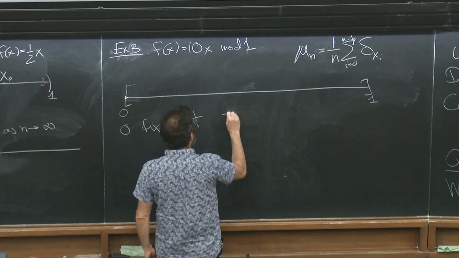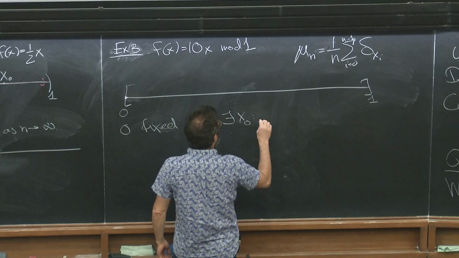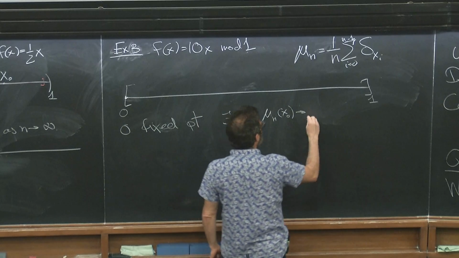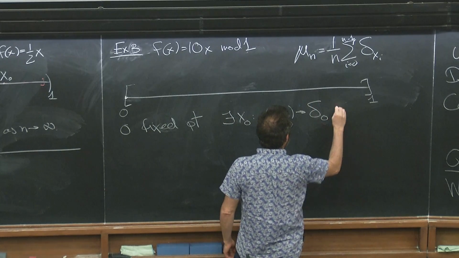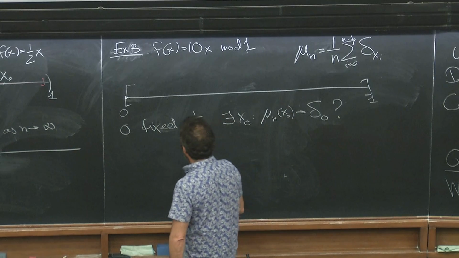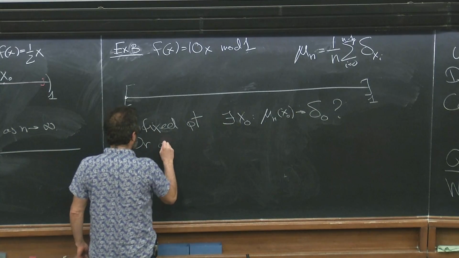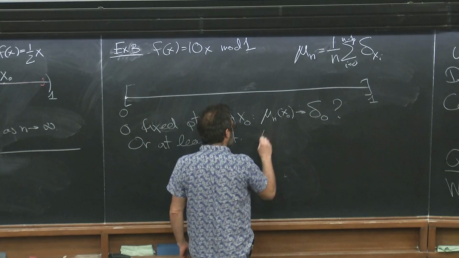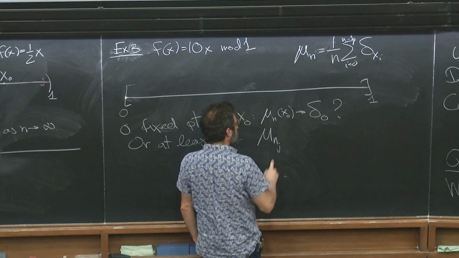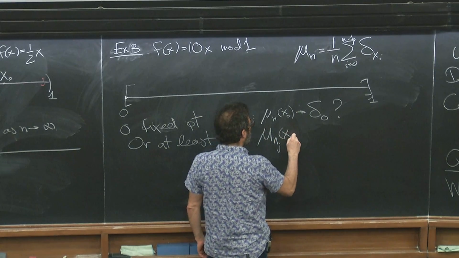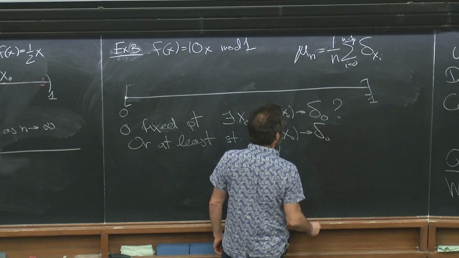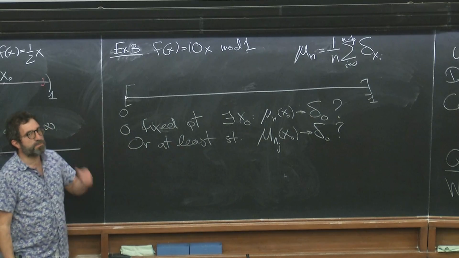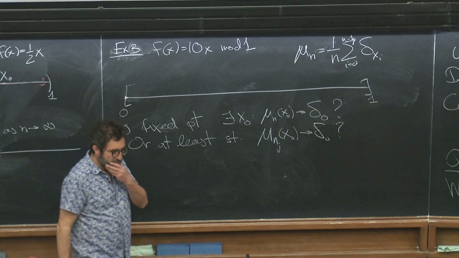So does there exist a point such that mu n of x0 converges to the Dirac delta in 0? Or at least such that there is a subsequence of mu n that converges to this delta of 0? What do you think?